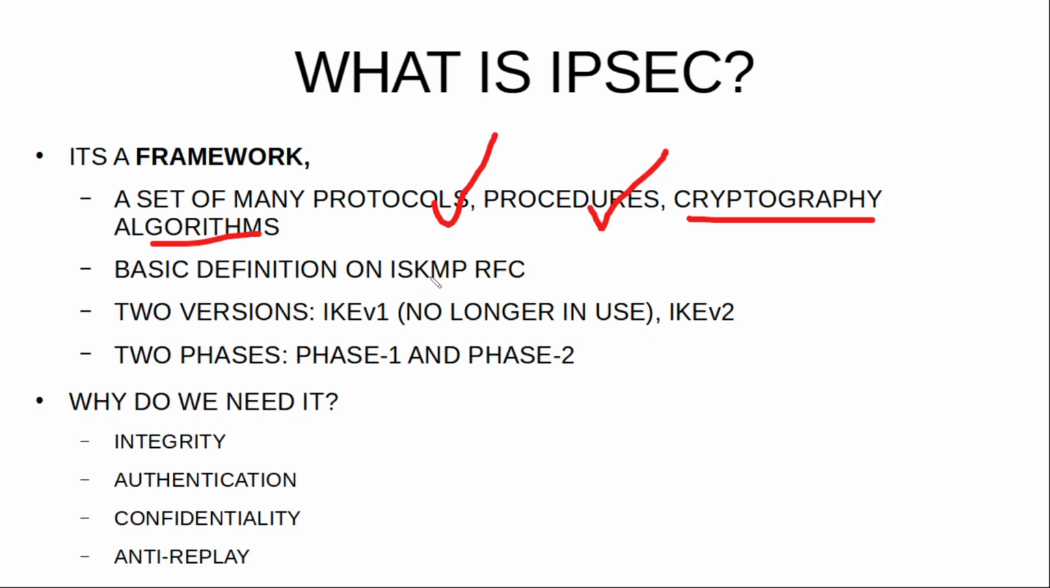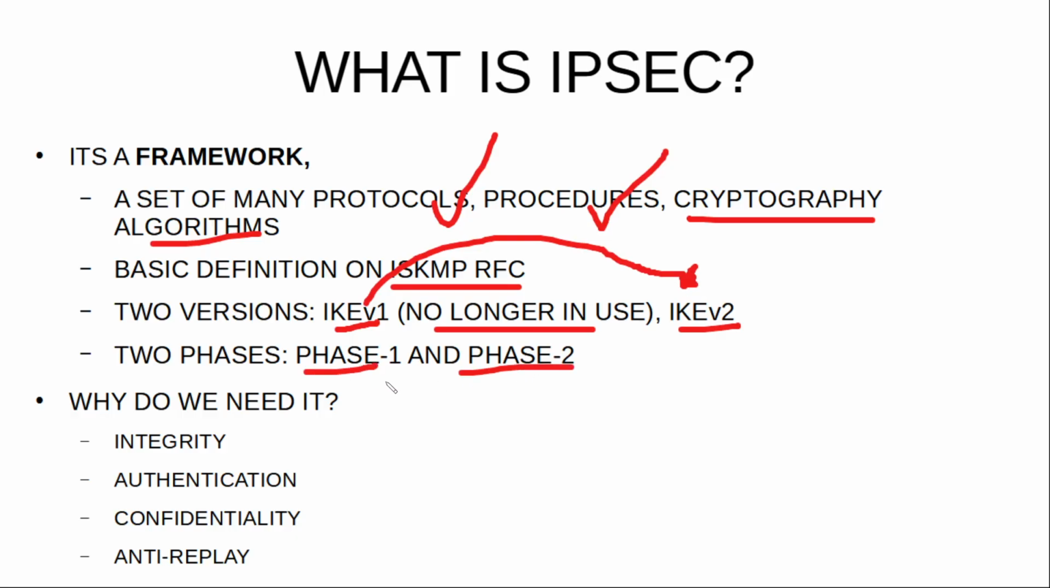The basic definition of IPSEC can be found in the ISAKMP RFC. We have two versions of IPSEC mainly out there. IKE version 1, which is no longer in use, and IKE version 2. IKE version 2 is more secure, is faster. So if you see devices that are configured with IKE version 1, you should migrate them to IKE version 2. IPSEC is based on two phases. Phase 1, that is known as the control plane, and phase 2, which is known as the data plane. So keep that in mind, that IPSEC uses two phases.